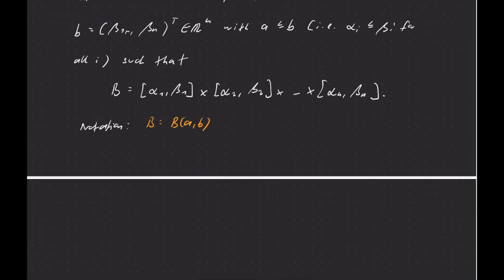Okay, so very simple example of such a box. Imagine something like this here. That could be a box. Right, and in this case, for example, the vector A would be here. Okay, so that's precisely the vector A. The lower bound of those intervals. The vector B would be here. So this here is the interval from alpha 1 to beta 1, for example. And this here would be the interval from alpha 2 to beta 2.